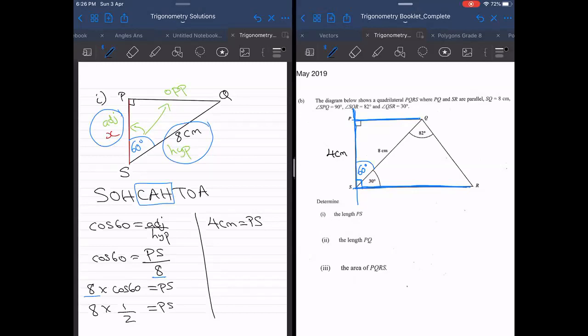Okay, yes, I'll repeat for you. For everybody else, go ahead and try PQ. For PQ, you can use either Pythagoras theorem or the trig ratios, completely up to you.